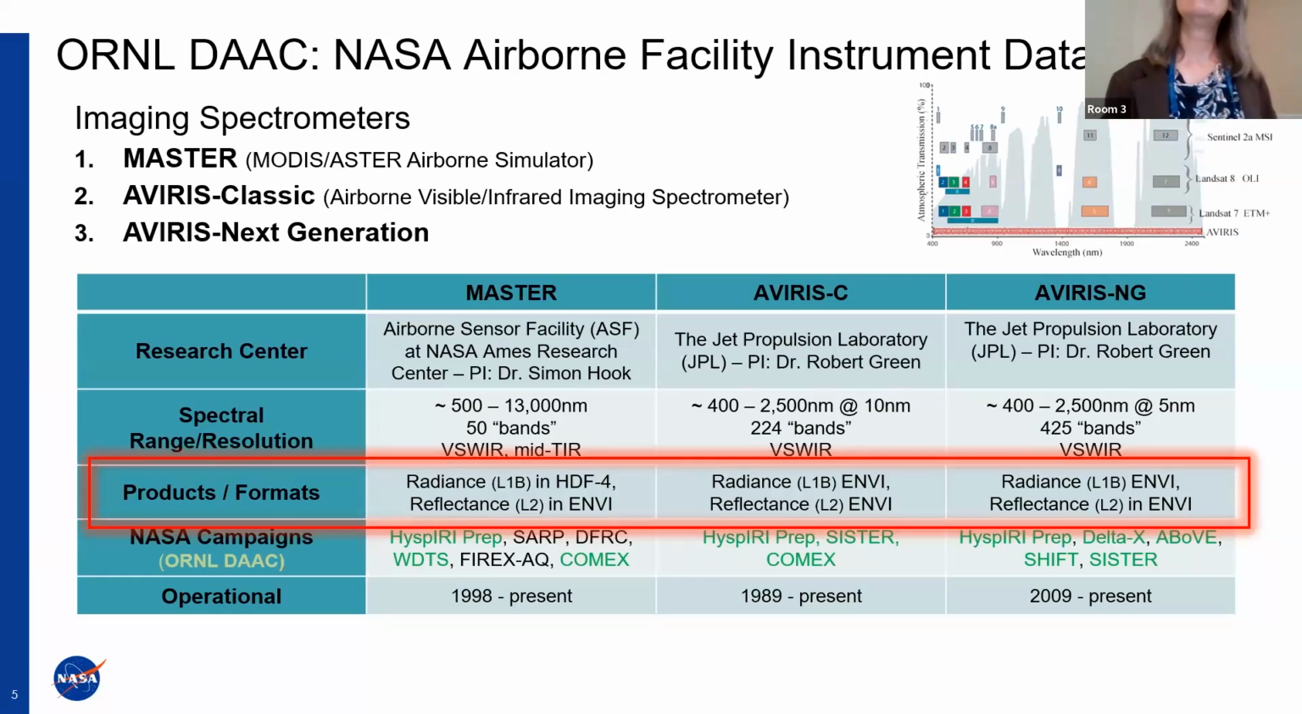AVIRIS Next Gen is a separate instrument. And now AVIRIS 3 is flying, which I don't have on this list, but the ORNL DAC will be archiving those data also. I highlighted the products, and the facility instruments tend to have level 1, level 2 data. For these products, it's radiance and reflectance. For in situ instruments, it would be different. And then the campaign generally will take those products to a level 3.